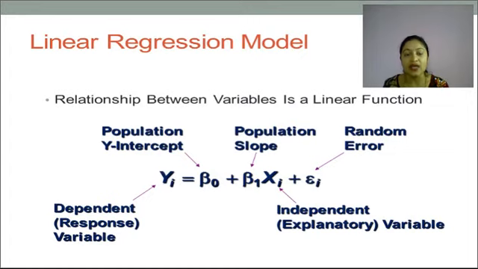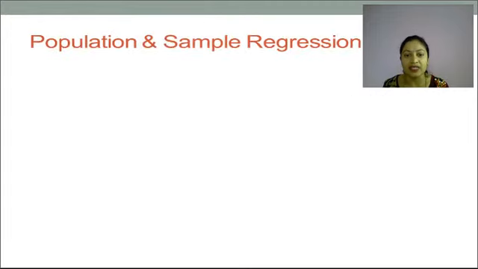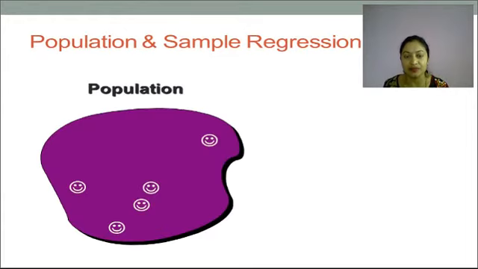Suppose we can say that yi is equal to beta 0 plus beta 1 xi plus epsilon i. Here y is the dependent variable or the response variable, and x is the independent variable or the explanatory variable, where we have the population slope as beta 1 and the population y-intercept as beta 0, along with the random error which is epsilon i. So based on these dependent and independent variables x and y, we can find this sample population regression.